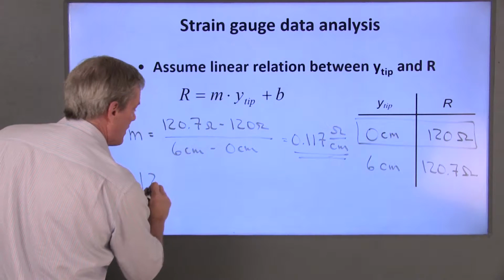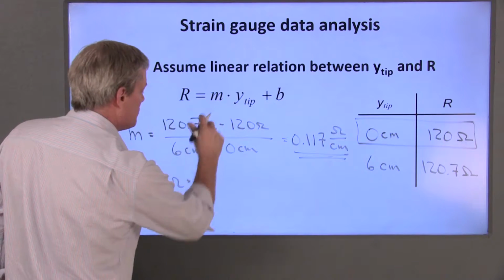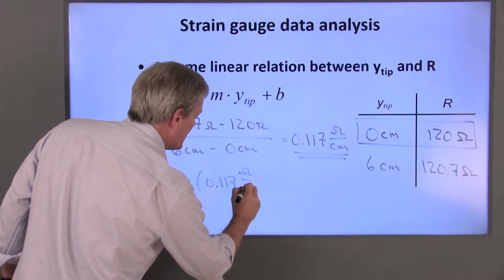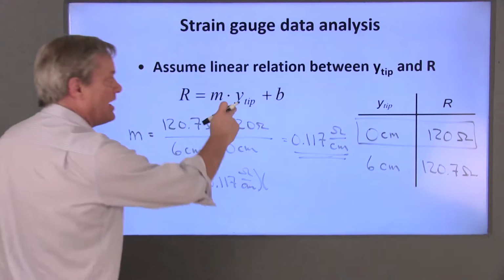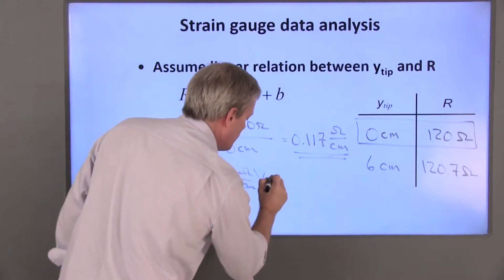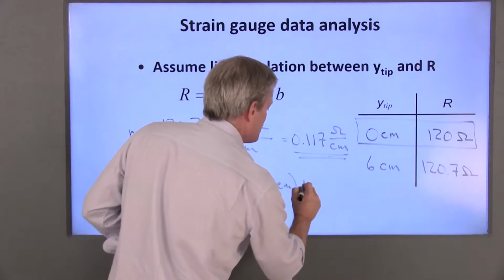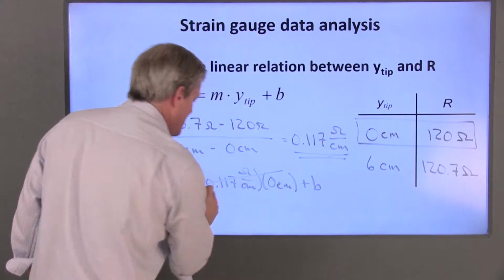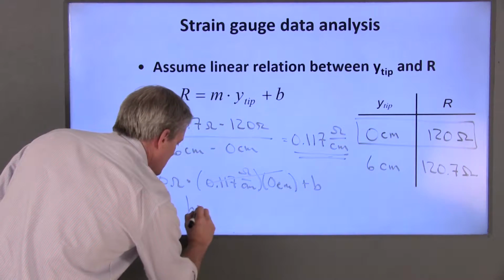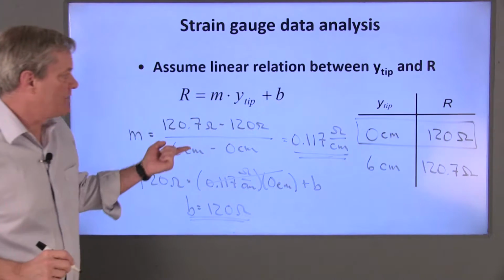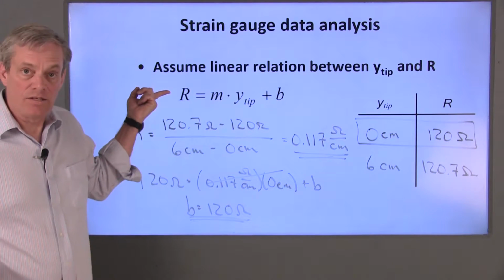R, is 120 ohms, is equal to M, which is 0.117 ohms per centimeter, times the tip displacement here, which is 0 centimeters, plus B. This cancels as 0, so B is equal to 120 ohms. Now we have the numbers necessary to fill in the blanks in this equation.